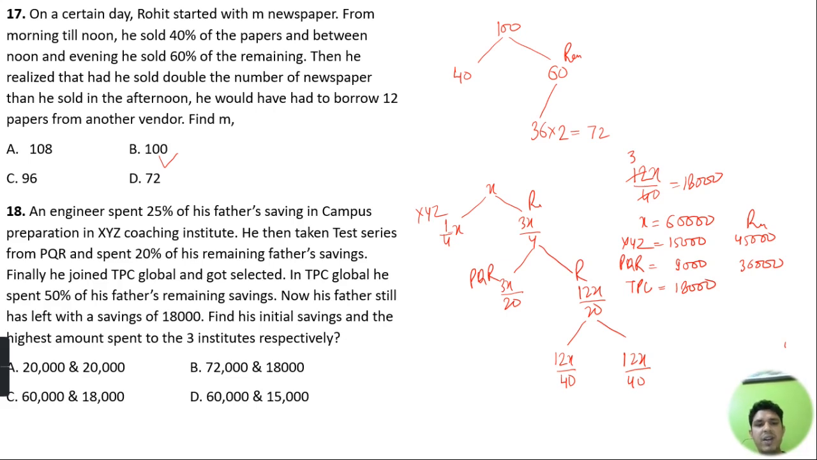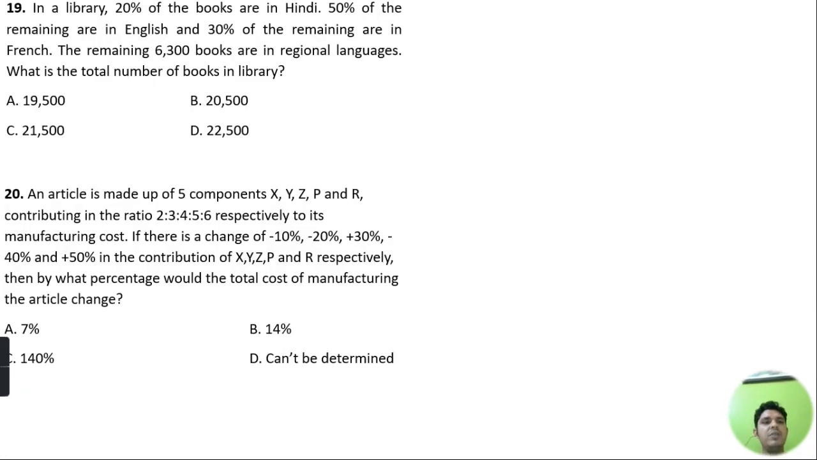That means what we have to find? We have to find the highest amount spent in the three institutes. So the highest amount spent in the three institutes will be this 18,000. That means option number C will be the right option, right? Okay, coming to the next question.